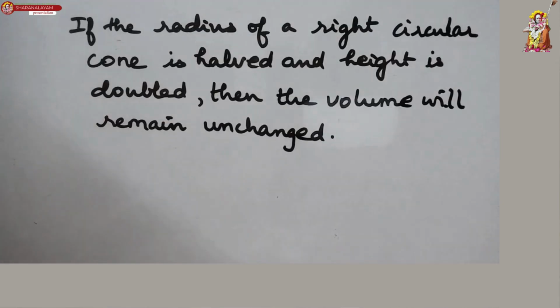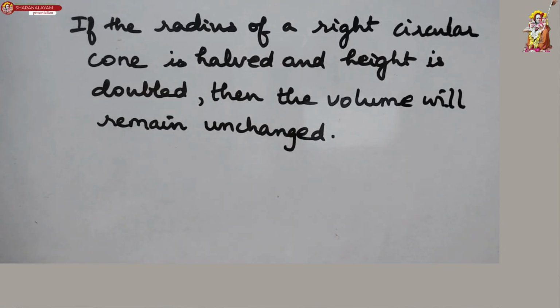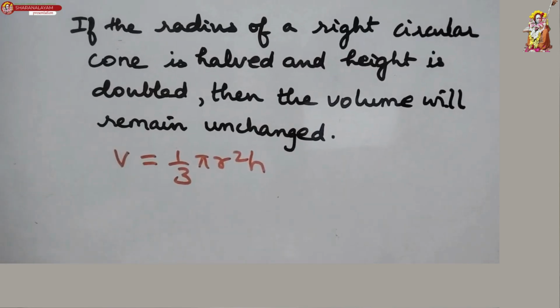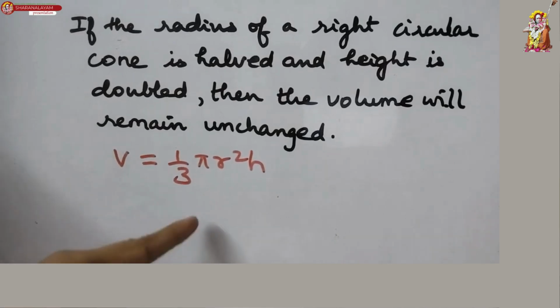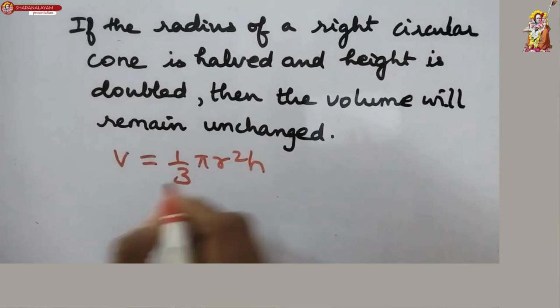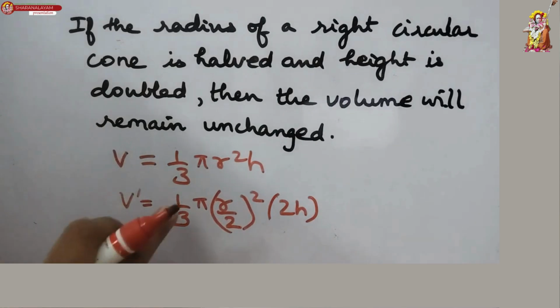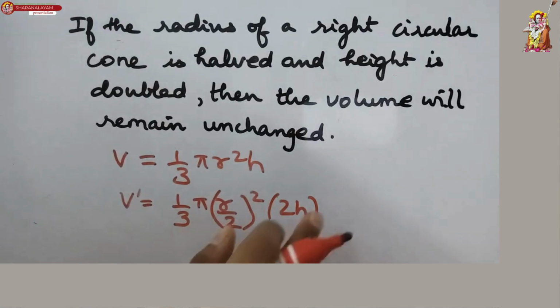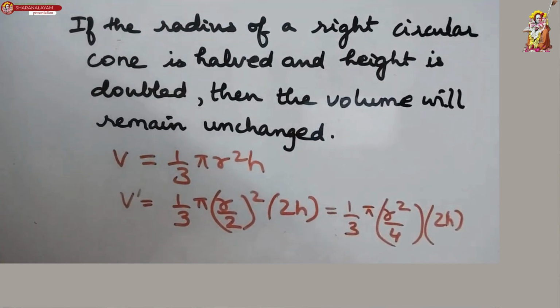Next question. If the radius of a right circular cone is halved and height is doubled, then the volume will remain unchanged. So we have to see if this is true or false. How do we see that? The volume of a cone will be equal to 1/3 pi r square h. Now, according to the question, radius is halved. So the new volume will be 1/3 pi. Instead of r, it will be r by 2 square. Instead of h, it will be 2h. So we get 1/3 pi into r square upon 4 into 2h.